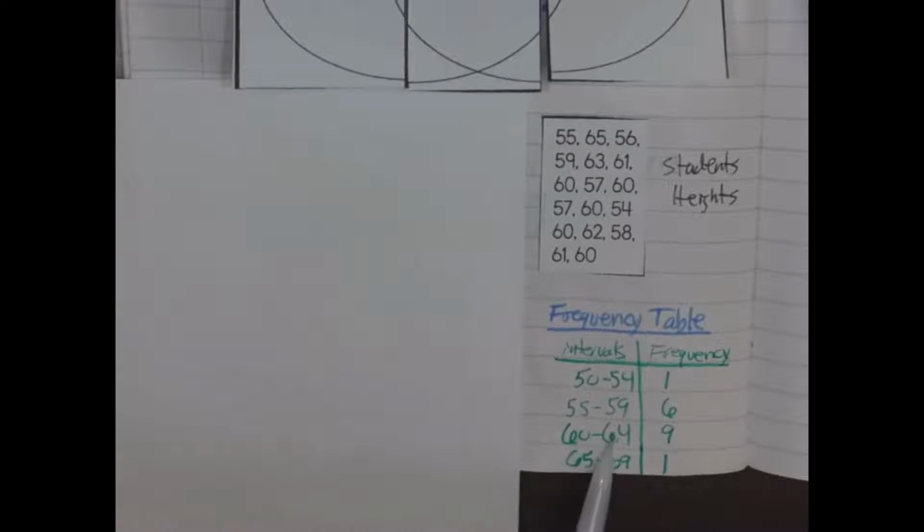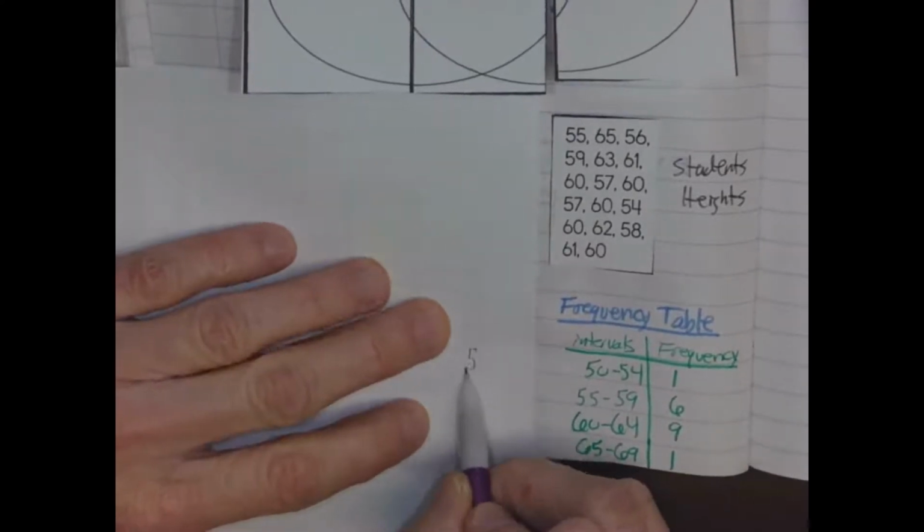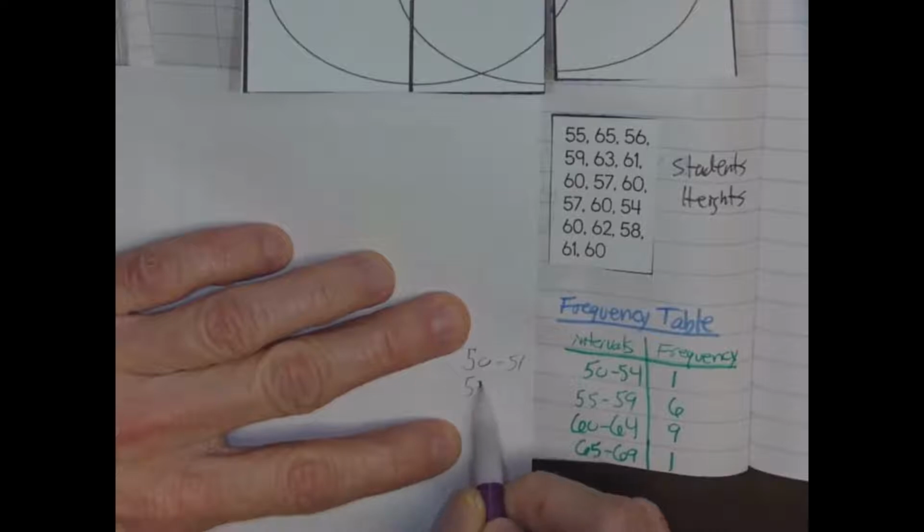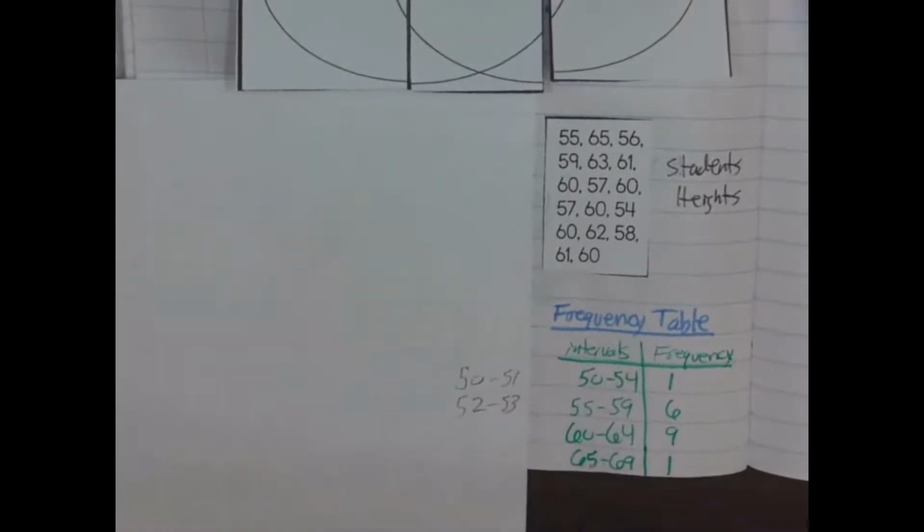And then I did 60 to 64. I want to keep my intervals the same. So this is 5, 5, 5, and 5. You could have gone up by 2 if you wanted. I could have done 50 to 51, 52 to 53, and done that all the way through. It just depends on what you want to do.